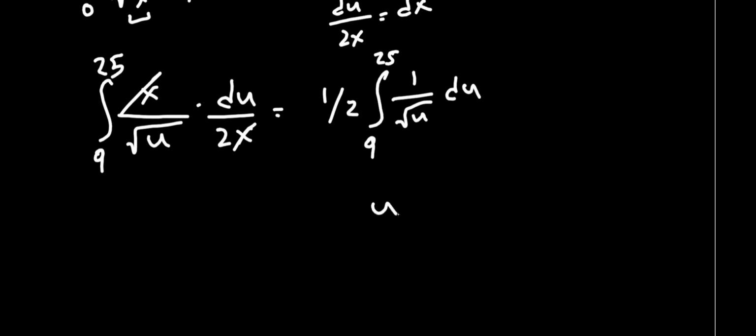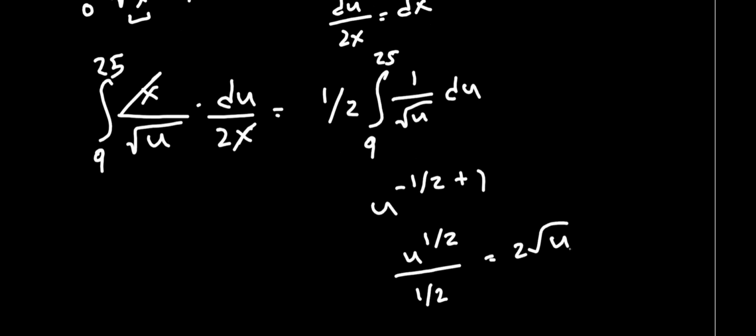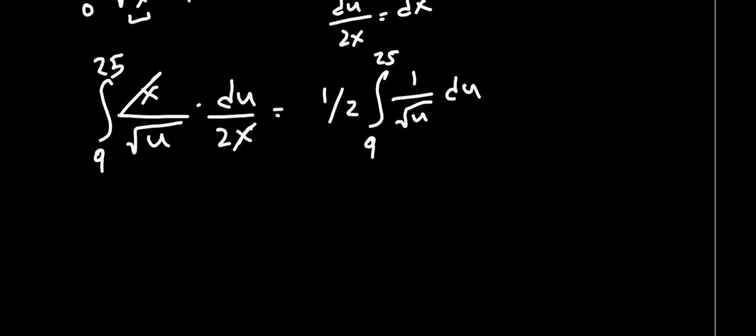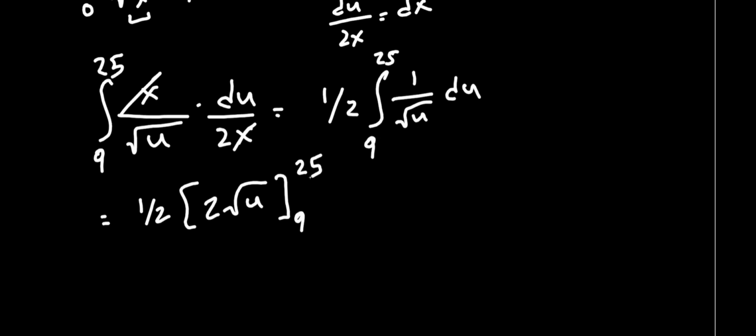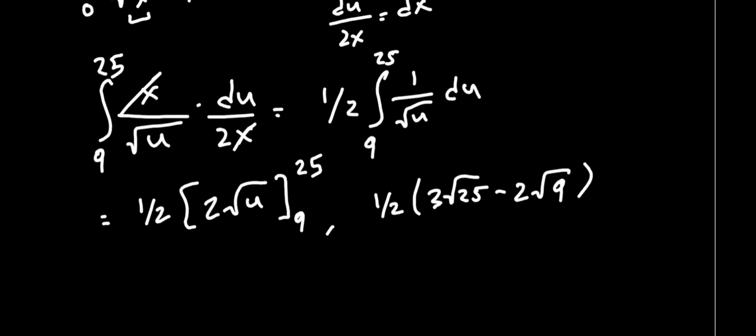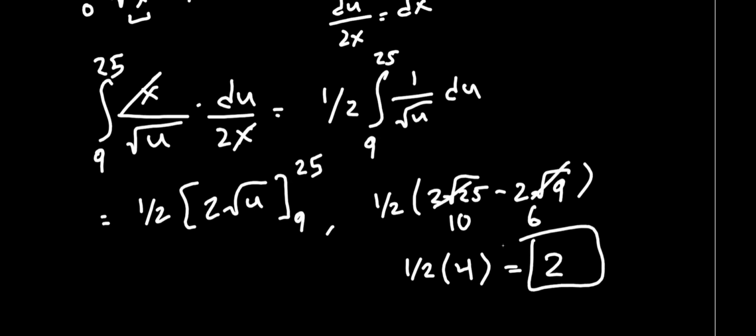So just use the power rule for integration. Add 1, so this is u to the 1/2, divided by 1/2, which is equal to 2 root u. So this is equal to 1/2 times 2 square root of u, from 9 to 25. Using the fundamental theorem of calculus, this is 1/2 times 2 root 25 minus 2 root 9. So 2 root 25 is 10, and 2 root 9 is 6. 10 minus 6 is 4, and 1/2 of 4 is equal to 2. So the answer for this problem is 2.